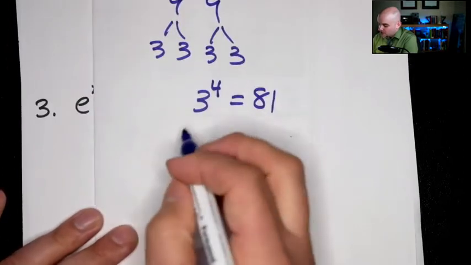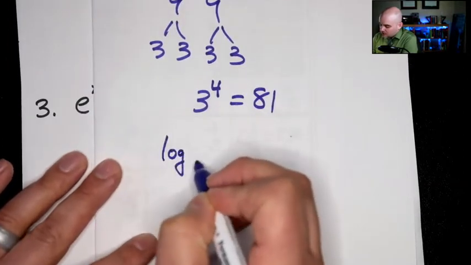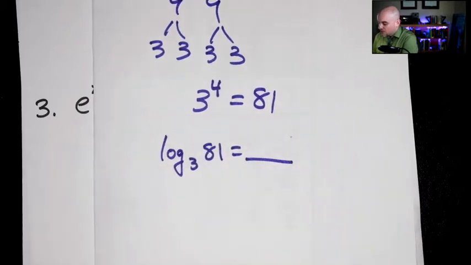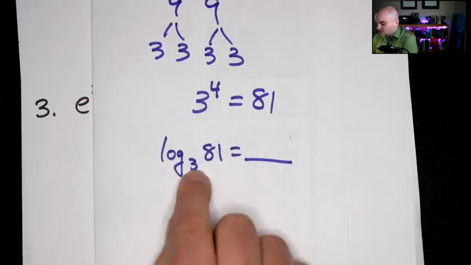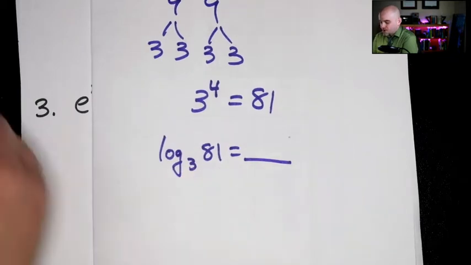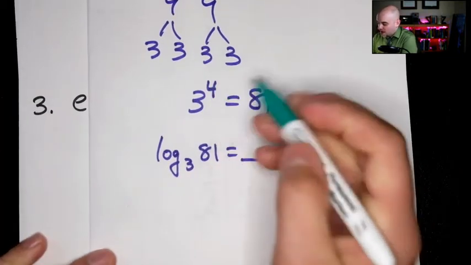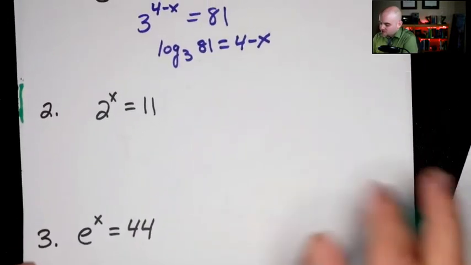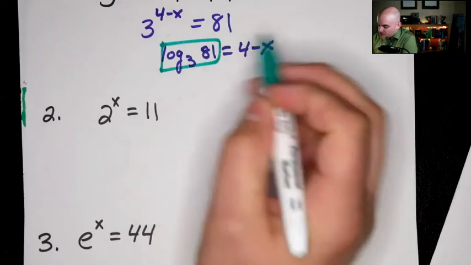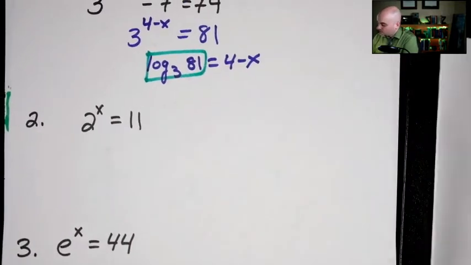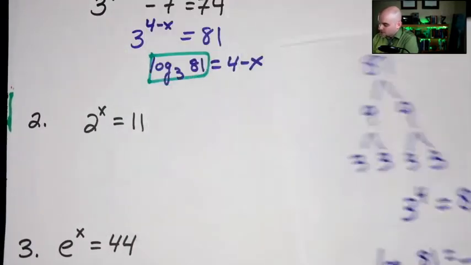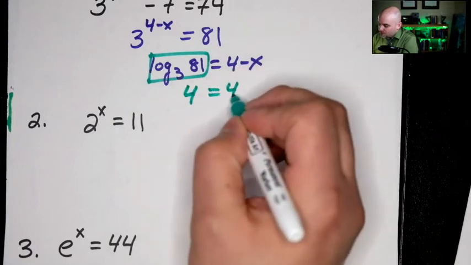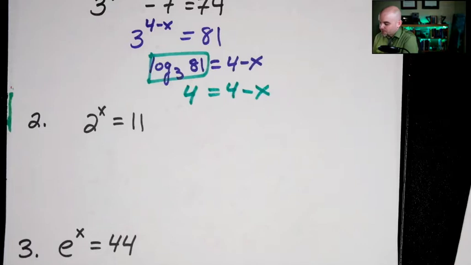So if I say log base 3 of 81, what does that equal? What it's saying is, what do I raise 3 to, to get 81? Well, I raise it to the 4th power. That's what I just saw right there. So in this case, this right here equals 4. Log base 3 of 81 equals 4. So you get 4 is equal to 4 minus x.